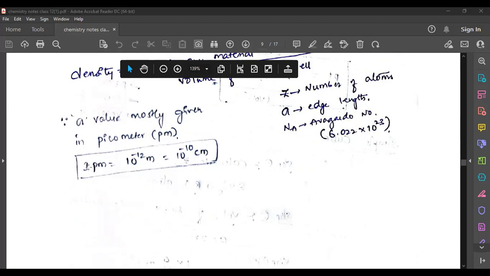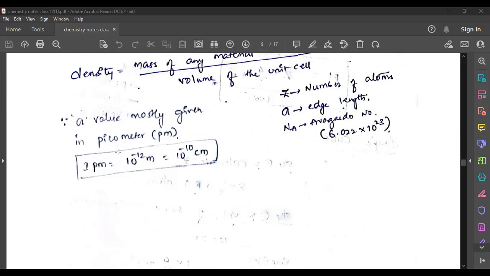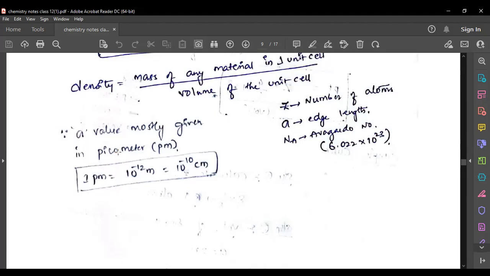Already given in the para, it's here itself, right? 1 picometer equal to 10 power minus 12 meters, which is equal to 10 power minus 10 centimeters. So you have to be very careful in substituting the value of edge length, because we have to check the options whether they are given in centimeters or meters or picometers.